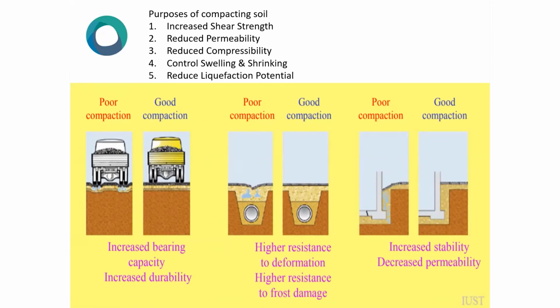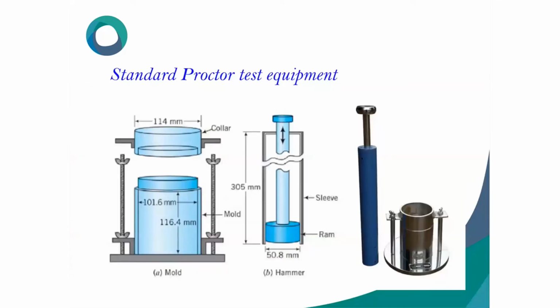And also, the objective of compaction is to increase the shear strength, reduce the permeability, reduce the compressibility, control the swelling and shrinking, and reduce the liquefaction potential. Okay. See, this is the standard Proctor test we are using. The diameter is 114 mm, collar internal is 101, height is 305. This is a 5 kg hammer. This is the mold you will be using.